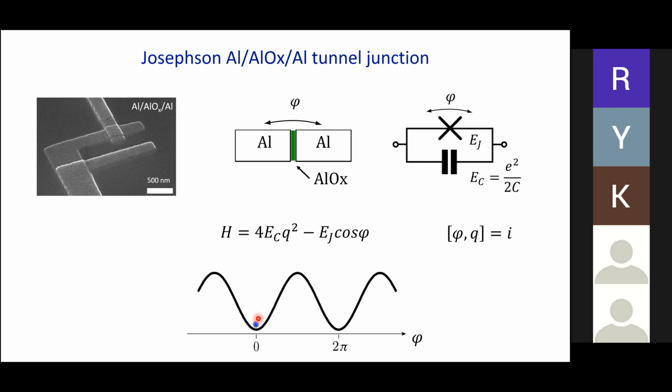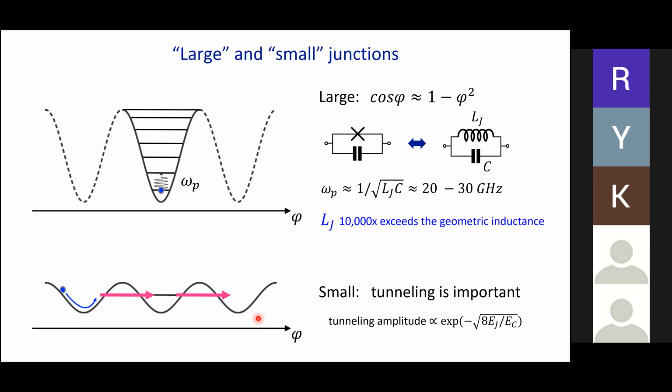In our circuits, we use junctions in different roles. For that purpose, I will roughly divide them into two big groups: large and small junctions. By large junction, I mean that the potential is so high that this imaginary particle sits in one valley and doesn't know about other valleys. So there is no tunneling. In this case, you can estimate cosine phi just by its quadratic part, and so the junction behaves like an inductor.